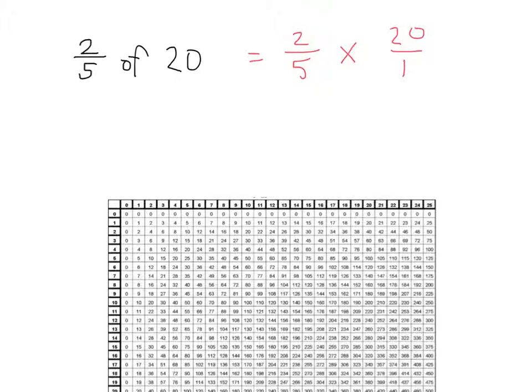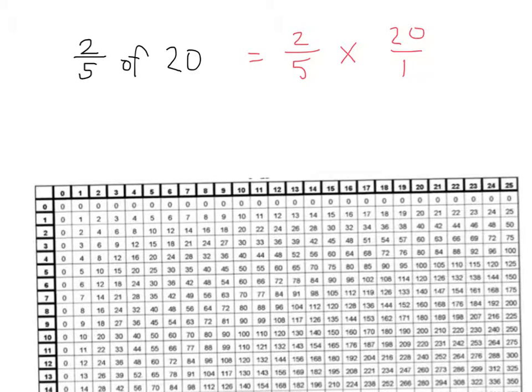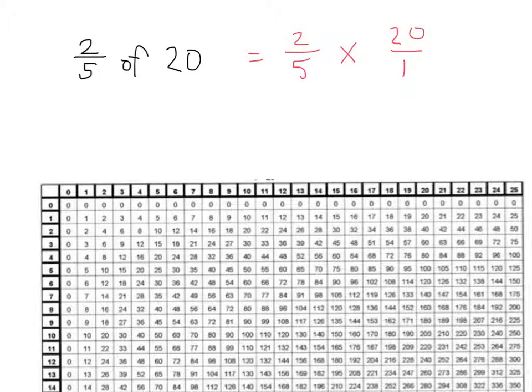So let's simplify diagonally. We know that we can't simplify the number 2 and the number 1 anymore, so we have to go this side. Now, is there one number that goes into the denominator and the numerator equally? Well, let's have a look. We can look at the times table and we can see that yes, there is a number 5 here and a number 20 here. So we have the denominator and the numerator in the same row, which is the multiples of 5.